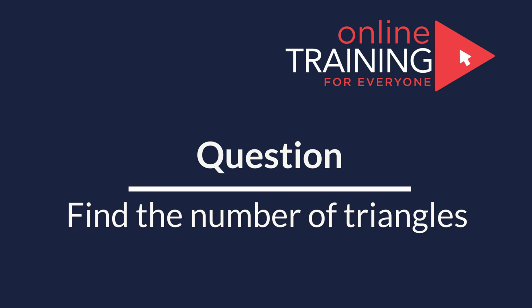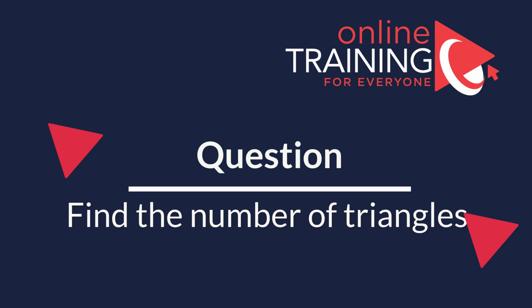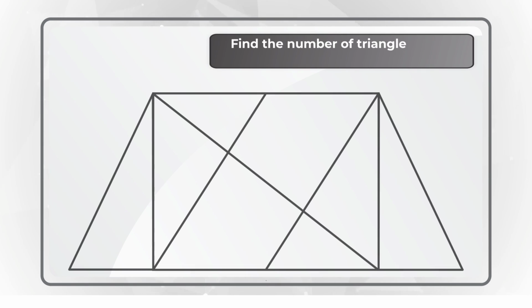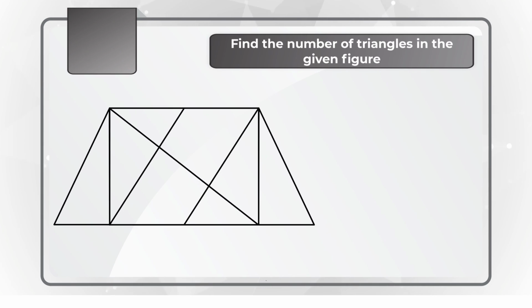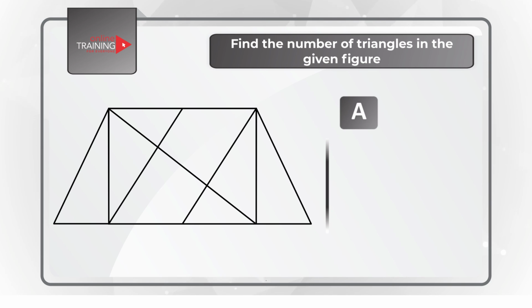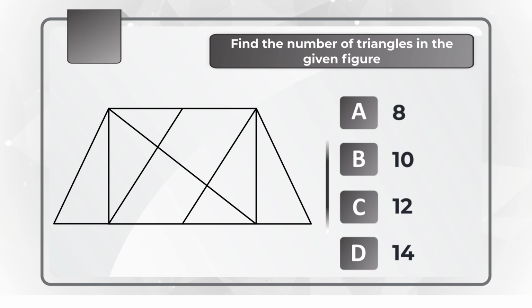And now here's a question for you to try your skills. You need to determine how many triangles are shown on the screen. You have 4 different choices. Choice A, 8. Choice B, 10. Choice C, 12. And choice D, 14.